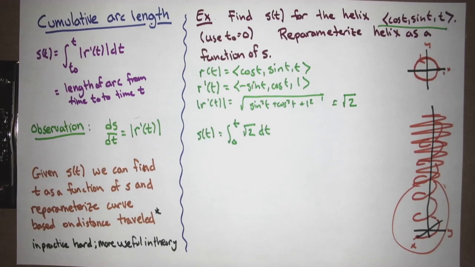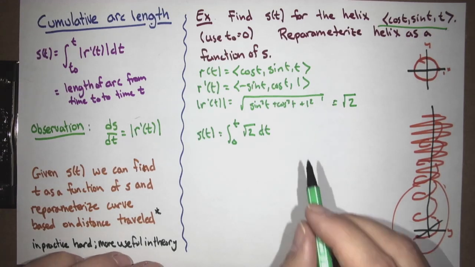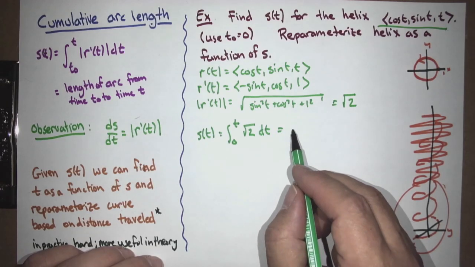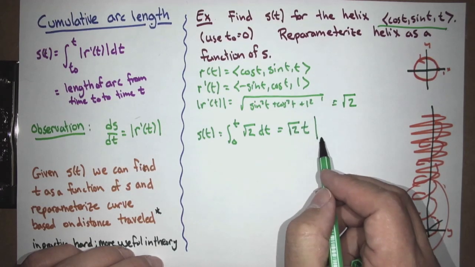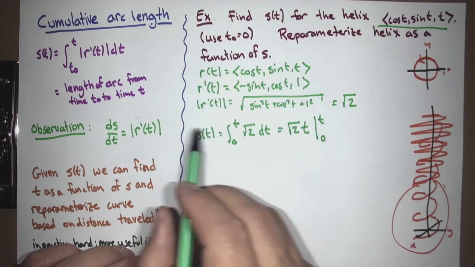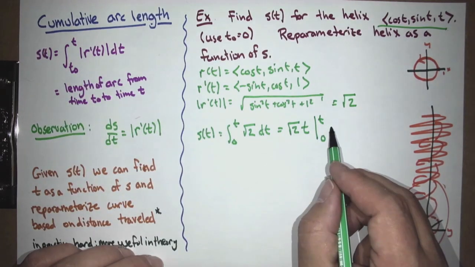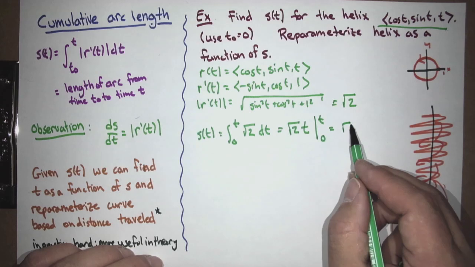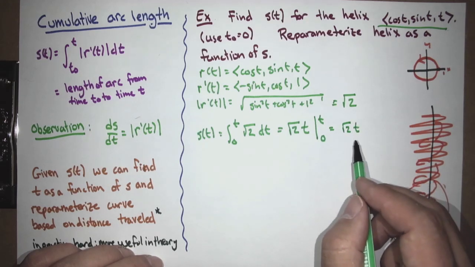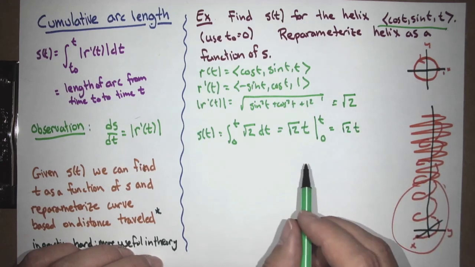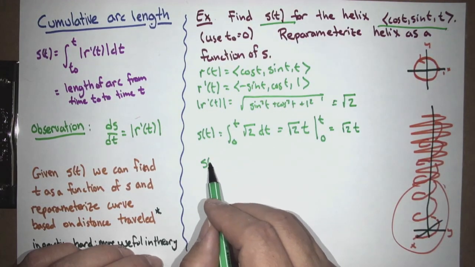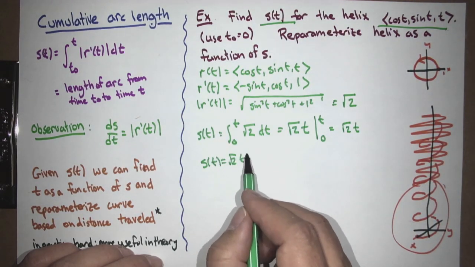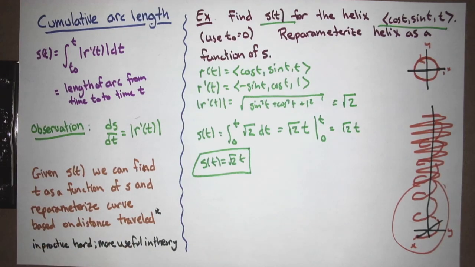Well, is that something we know how to integrate? Oh yeah, we do know this one. What is this integral? Square root of 2 t, and then evaluate from 0 to t. Technically, we should have put a tau in here, but that's okay. We're amongst friends. Square root of 2 t. So there we go, that's how we find s of t. We found it. s of t is root 2 times t. Woohoo!